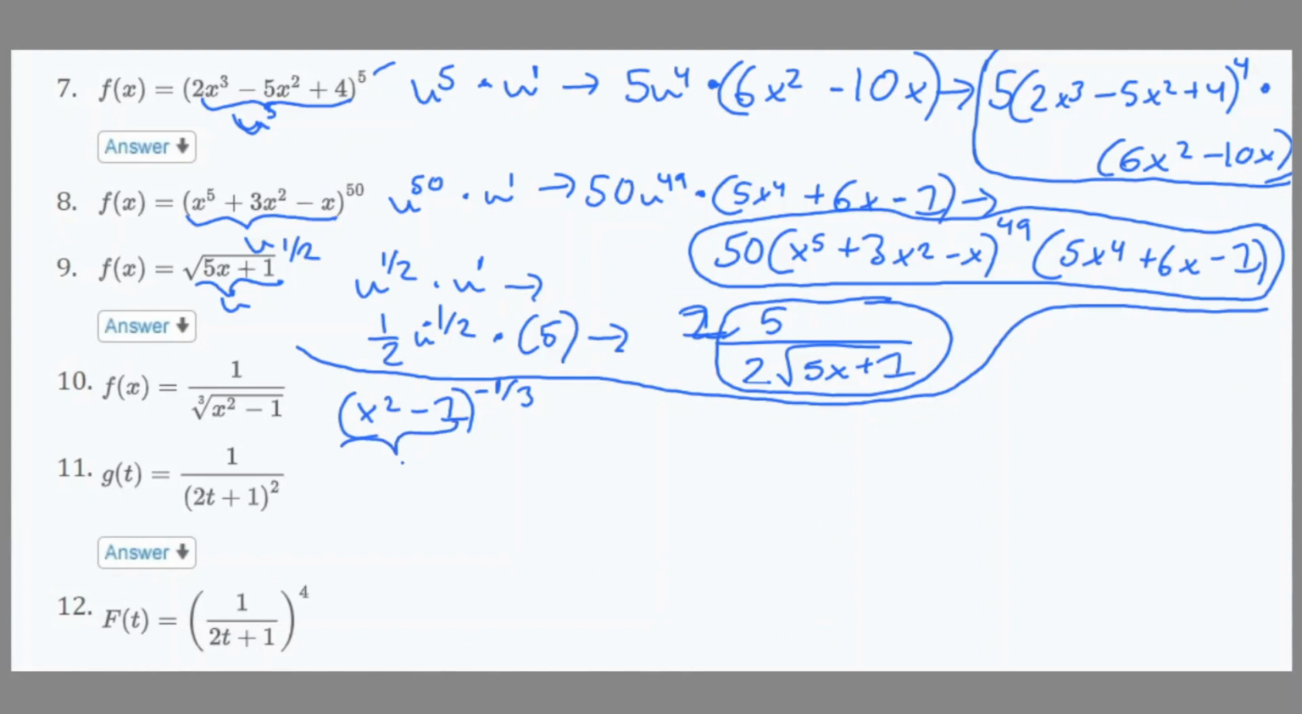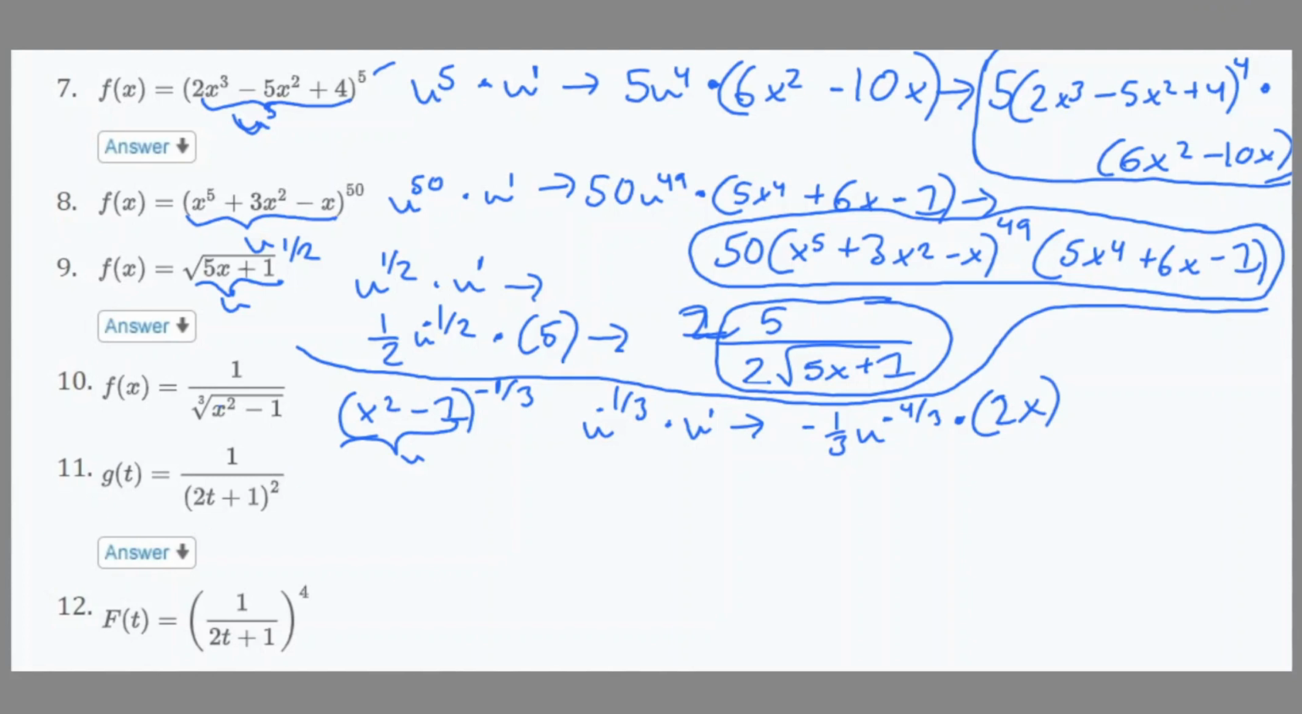So if we say x squared minus 1 is u, we would have u to the negative 1/3 power multiplied by u prime. We find the derivative of that. That would be negative 1/3 u to the negative 4/3 power multiplied by u prime, which is the derivative of x squared minus 1, which is just 2x. And now we have to plug in u.